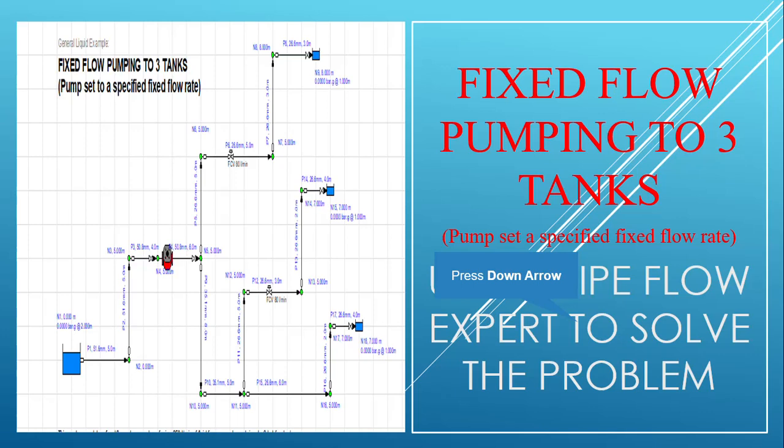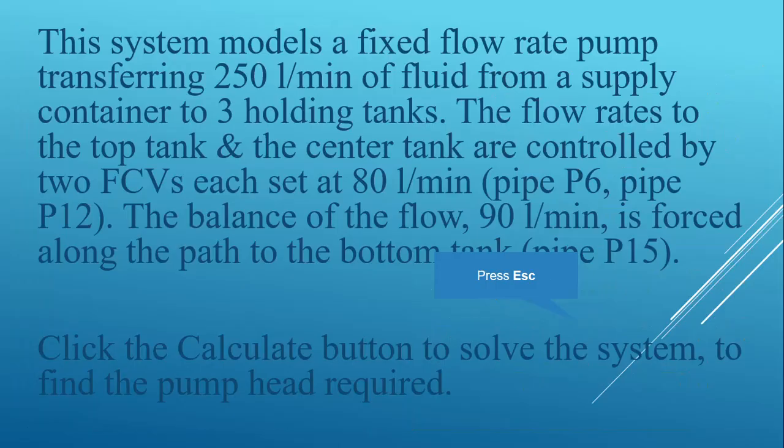This is all about fixed flow piping to 3 tanks. The pump is set at a specific fixed flow rate. Now, this problem will be solved using Pipe Flow Expert. These are the problems, these are the parameters they gave you.